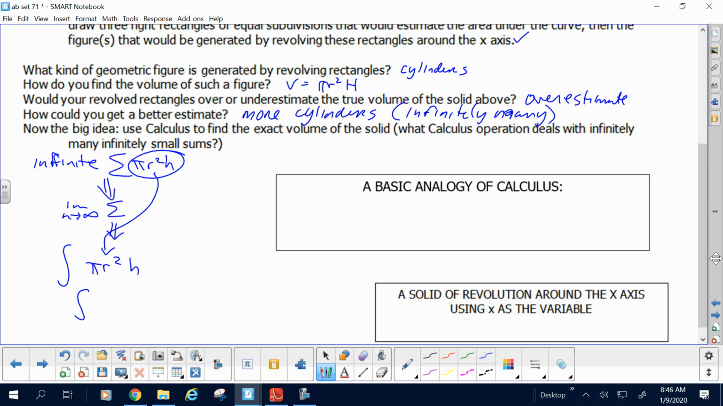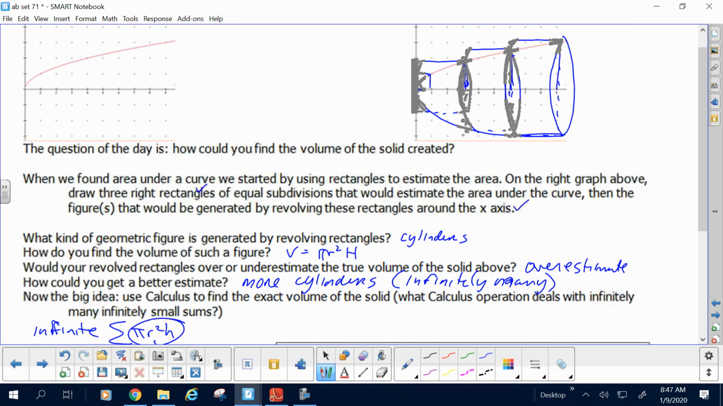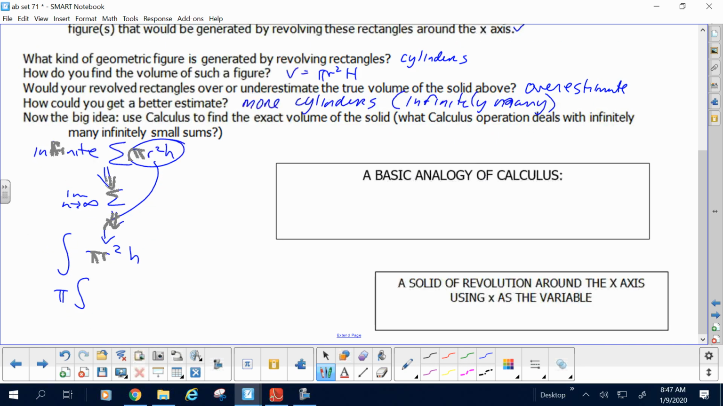Okay, let me give you a little more direction. Pi is pi. Go back to your picture. What's the radius in every case? Here's the r. Here's the r. Where am I going up to? So the radius is the function. Now what's h? dx. And what are the bounds? 0 to 9.